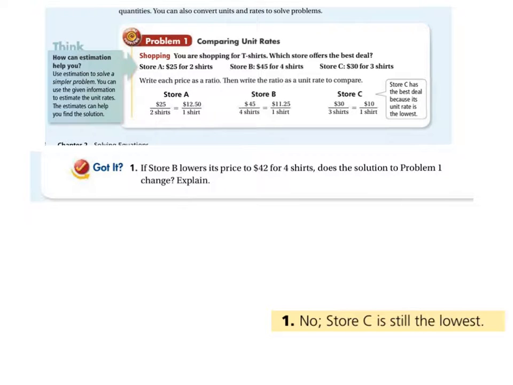Alrighty, so here we have comparing unit rates. You're shopping for t-shirts. Which store offers the best deal? Remember, unit rate is the fraction with the denominator of 1, so oftentimes you'll have to divide.